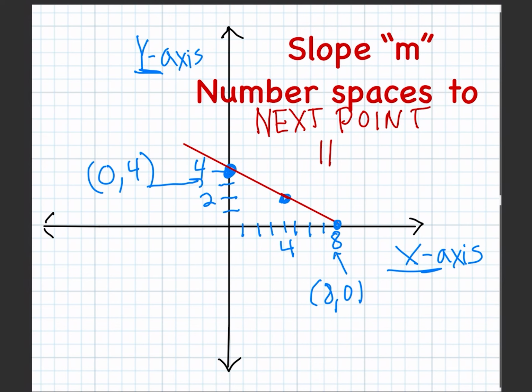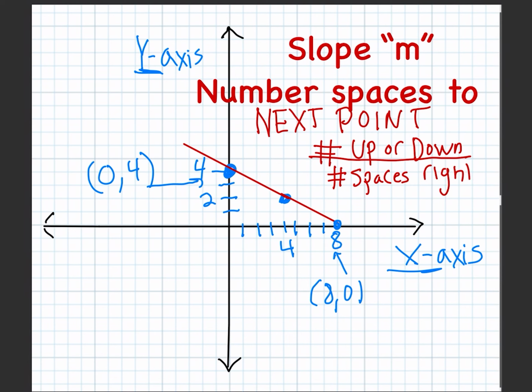Let's look at this and be specific. We're going to put the number of spaces you go up or down when you're going to the next point, and then we're going to write that like a fraction bar type thing. Underneath that, we're going to write the number of spaces it is left or right, but I suggest always just going to the right. I'll do spaces right. The reason I do that is it just keeps it straight. So in order to do that, your first point has to be farther to the left than your next point.